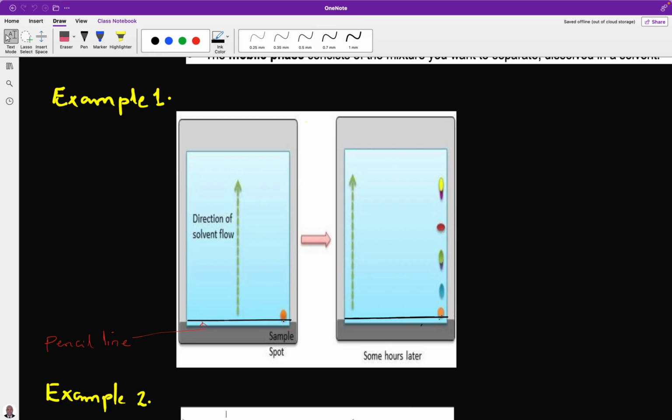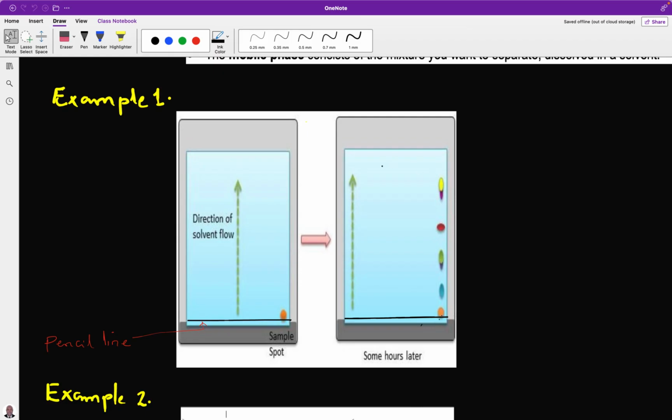As they travel, the different components in the mixture will be separated and indicated by different colors. Here, this is what you see. After some time, the mixture dissolves into the different components, based on their solubility. This is how they travel up the paper. As they travel up the paper, the colors are being separated.